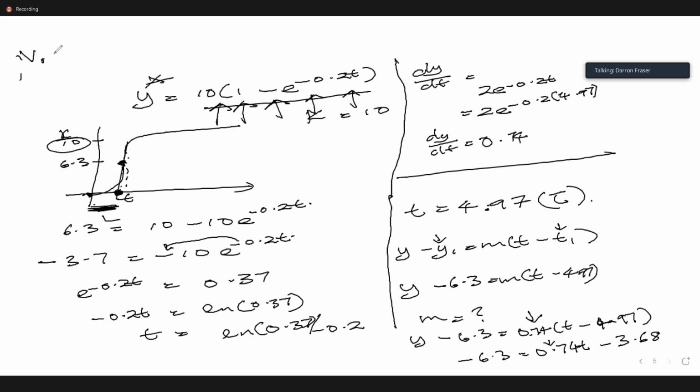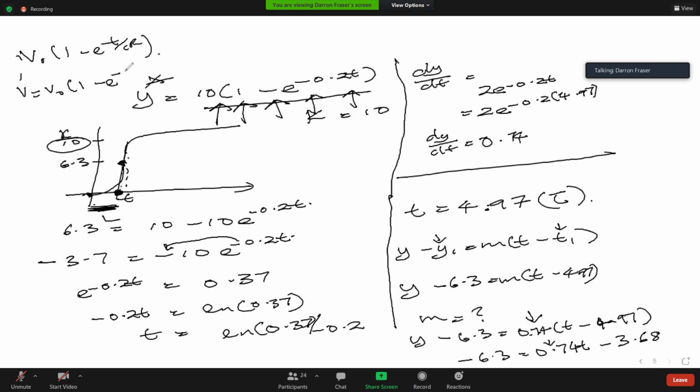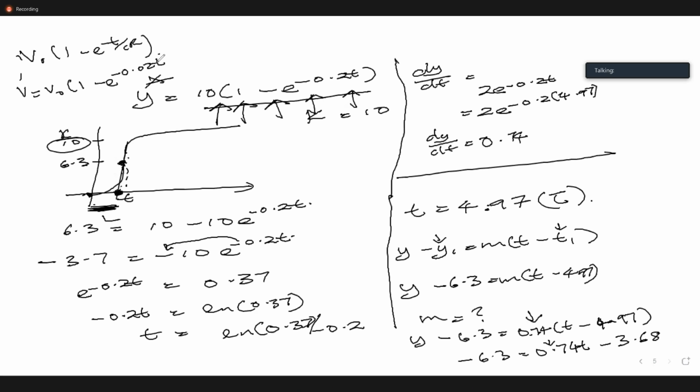V is equal to V naught times 1 minus e to the minus t over CR. Yeah, something like that, yes, sir. So V equals V naught times 1 minus e to the minus 0.02t. So CR, the tau, would have been 1 over this. Sir, that looks right to me.